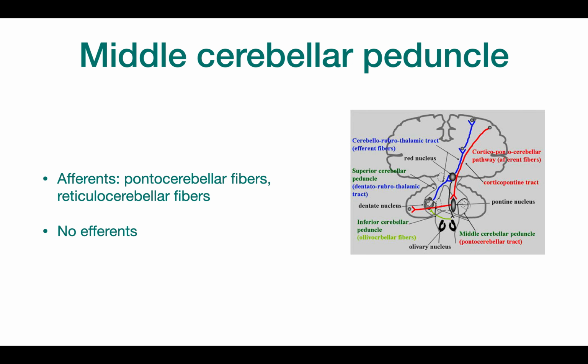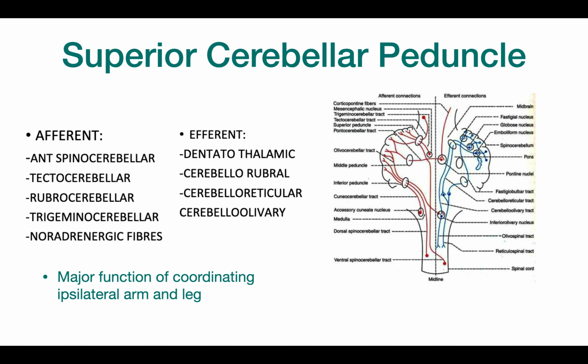The middle cerebellar peduncle is only a receptive thing. It is going to integrate the information. There's no afferents. Or there's no efferents, sorry. The superior cerebellar peduncle is going to go straight into the midbrain, and here are the afferents, here are the efferents, but it's going to be coordinating the ipsilateral arm and leg.